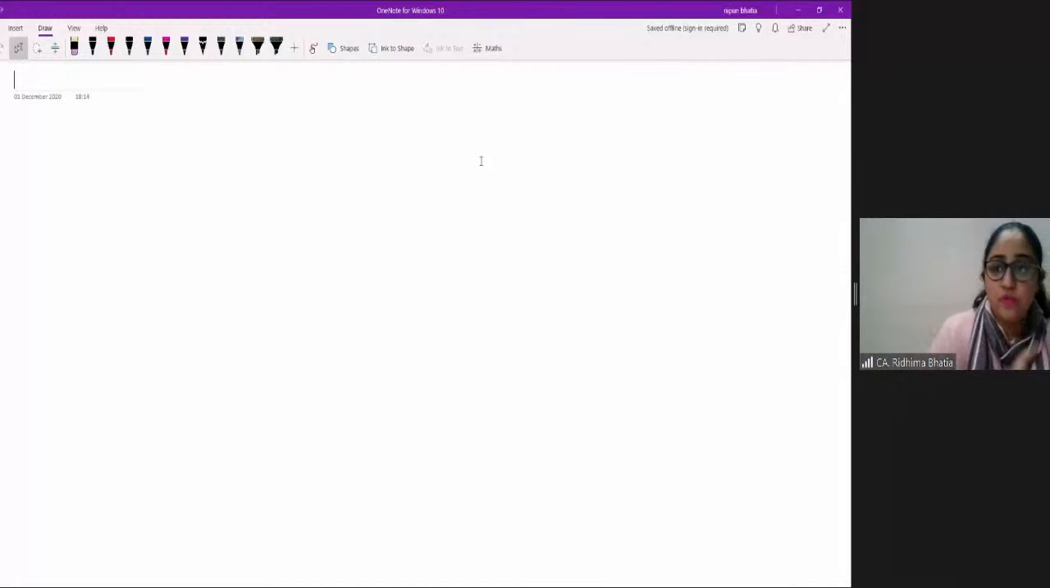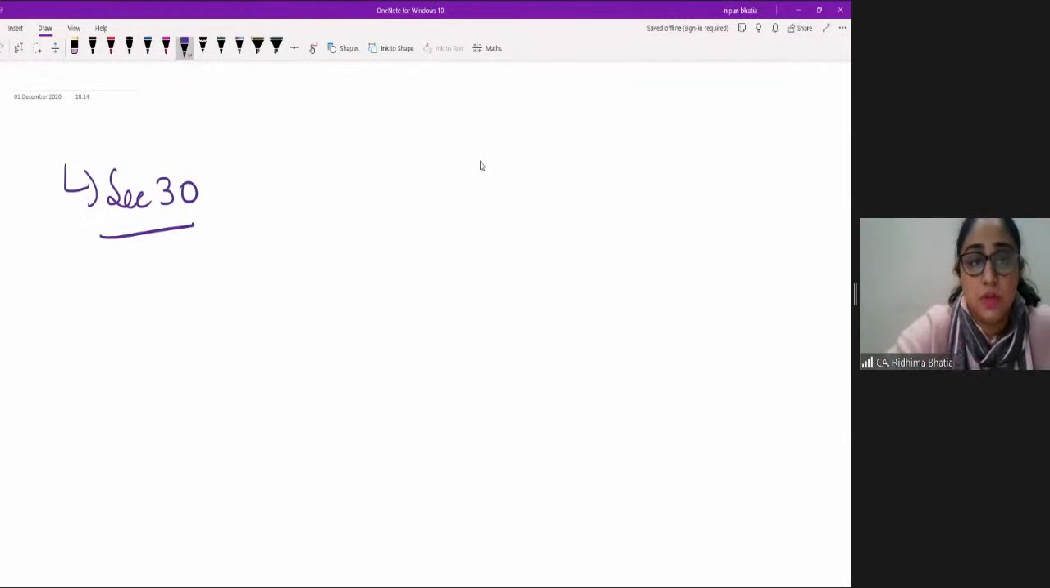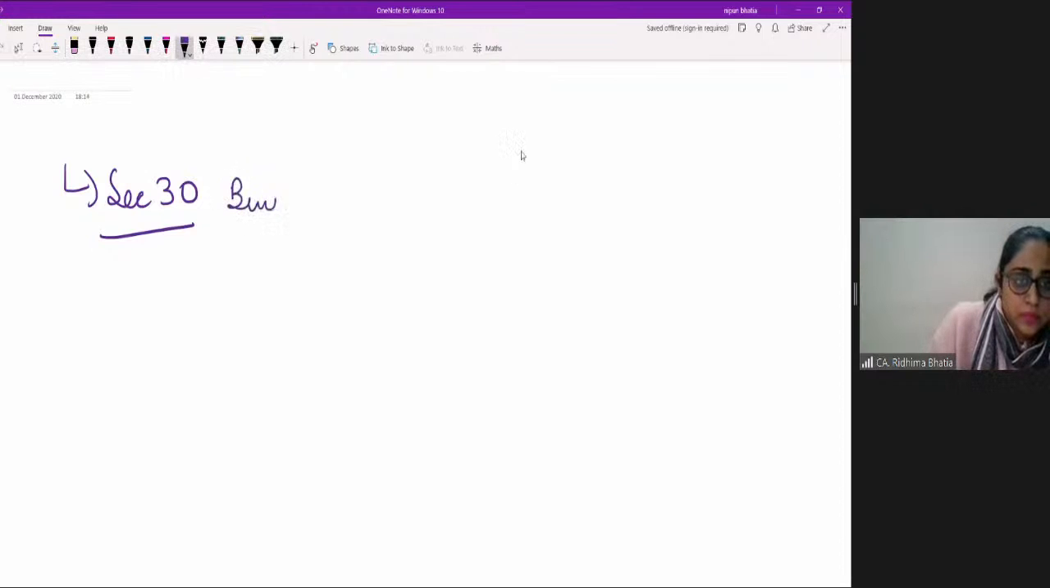So now we move on to our first deduction, a very simple deduction. How will you remember this deduction section? See, all the deduction sections begin with section 30. Section 30, first of all, I told you take yourself as a business. Now for running a business, what is the first thing you require? A place, right? So this section relates to deductions in relation to buildings.